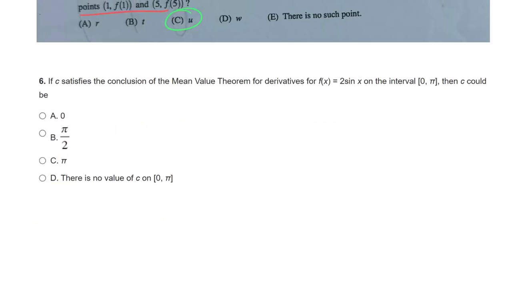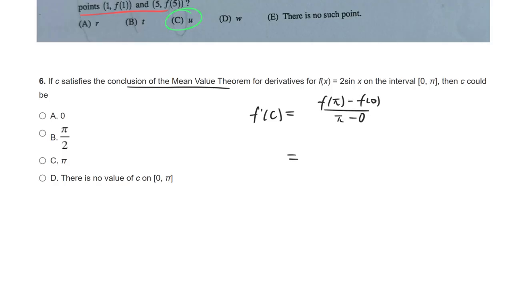Here we have, if C satisfies the conclusion for derivatives of this, then C would be what? Well, if it satisfies the conclusion for the MVT, it basically is that point where the average derivative is achieved. So it's telling us that f prime of C is equal to f of pi minus f of 0 over pi minus 0.